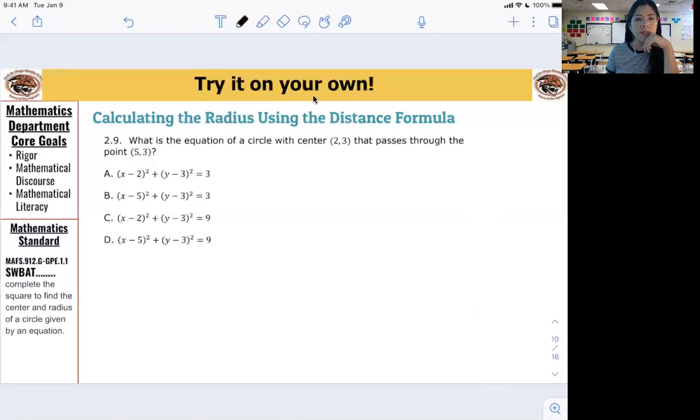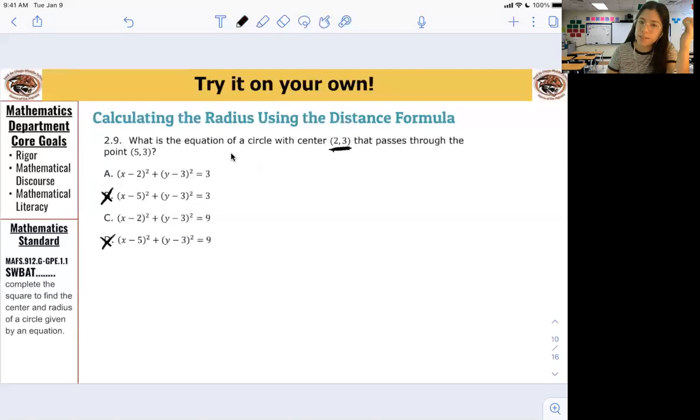So the center is +2, +3. Which answer choices can I immediately get rid of? If the center is +2, +3, which of these answer choices are out the window? B and D had the wrong number. In B and D, they were looking at this one, 5, 3. But that's not the center. The center is 2, 3. So those are out the window.